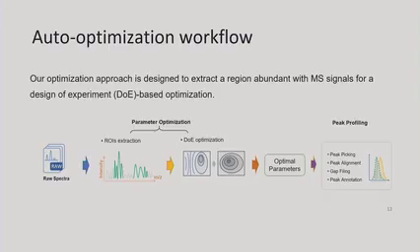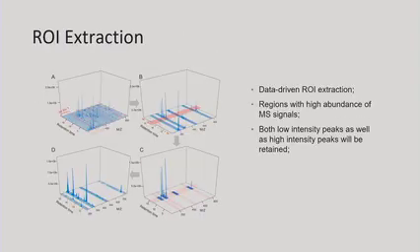Let me go into a little more detail on the auto-optimization workflow. Firstly, we get the data, as you can see in panel A. This is the really raw data, including everything. We use a sliding window inside the different dimensions, as you can see in B and C. We select the regions really abundant with MS signals, and we extract these regions for our parameter optimization.